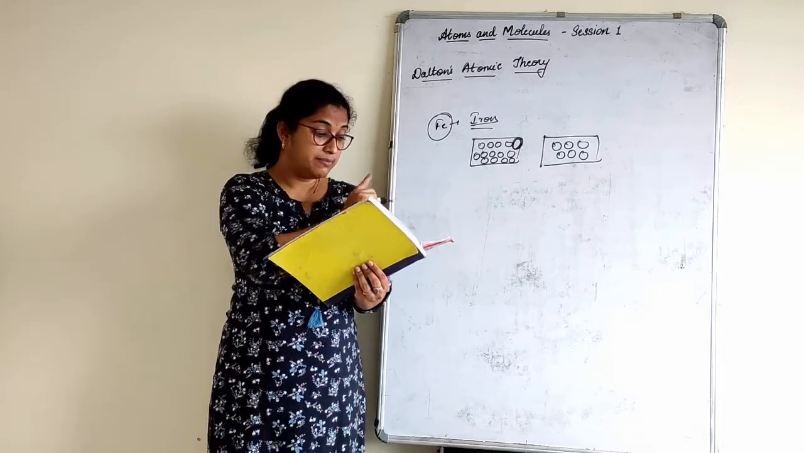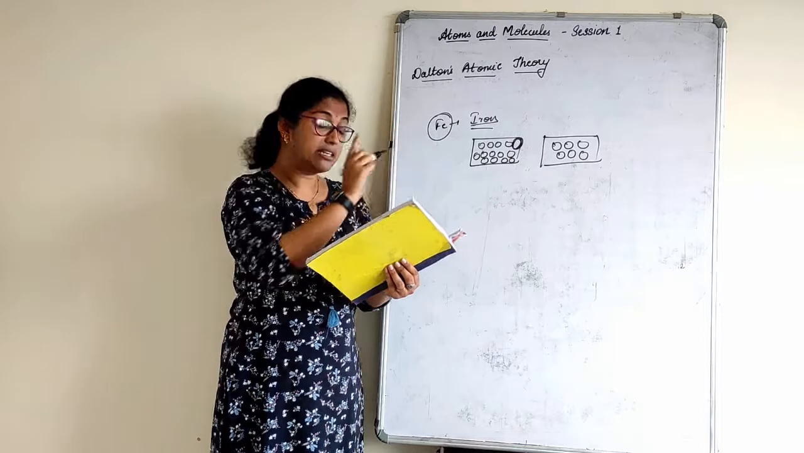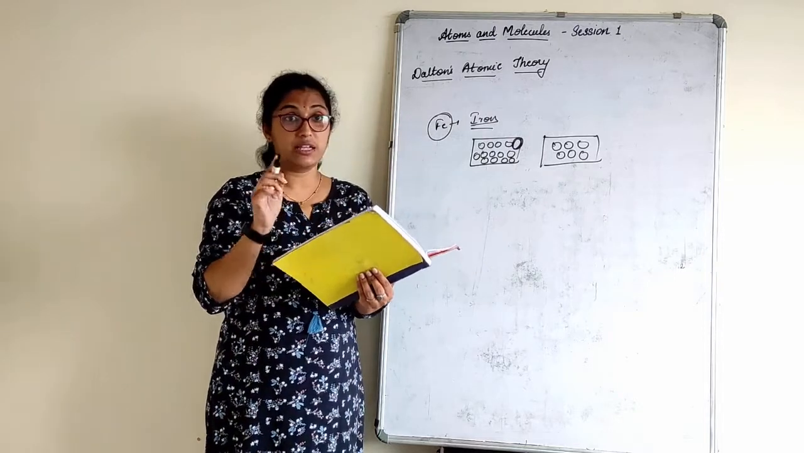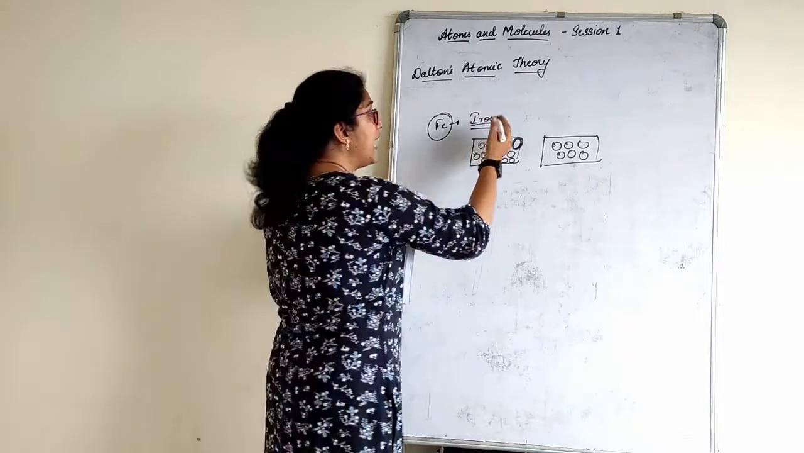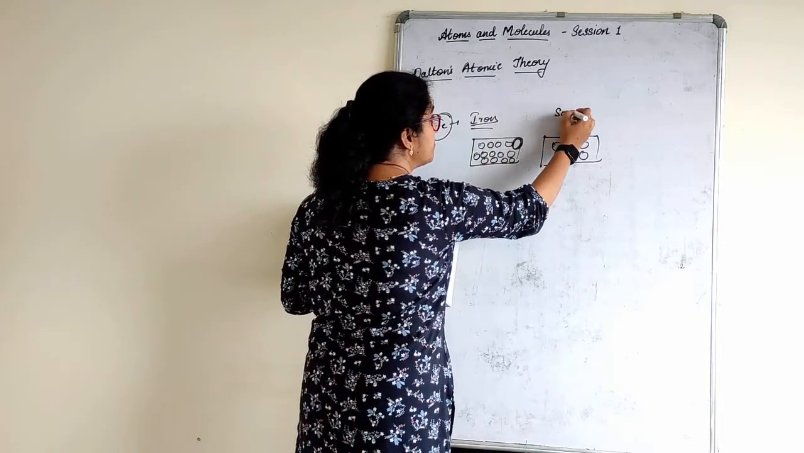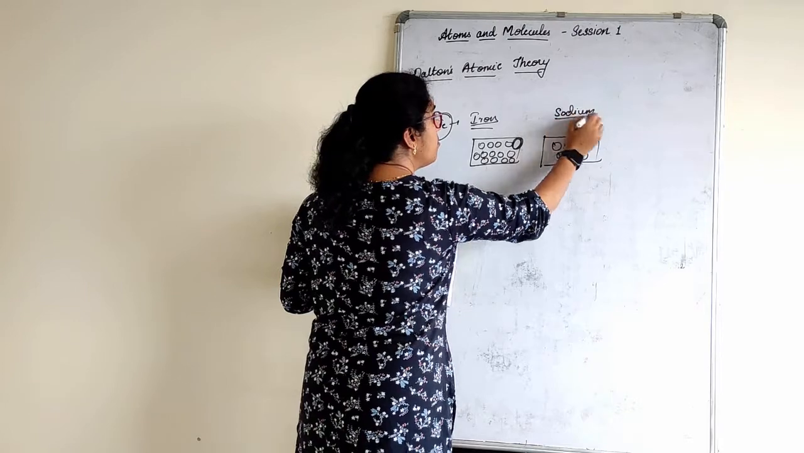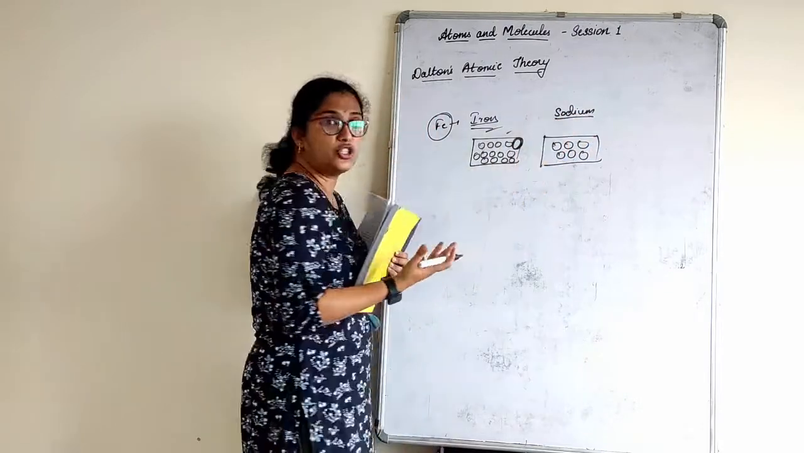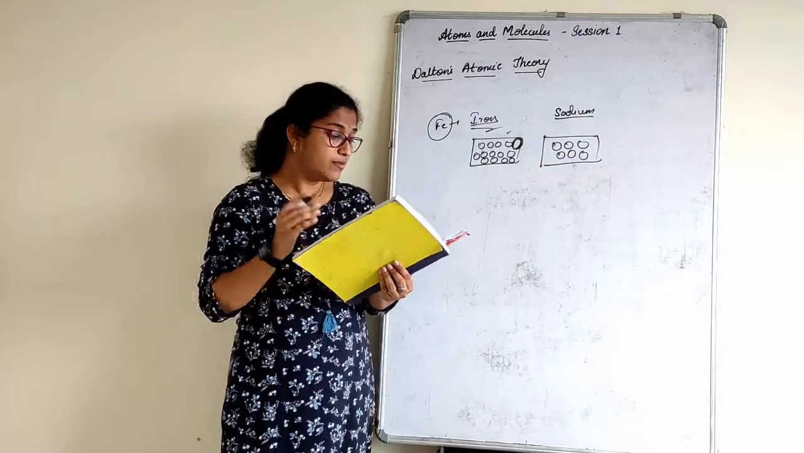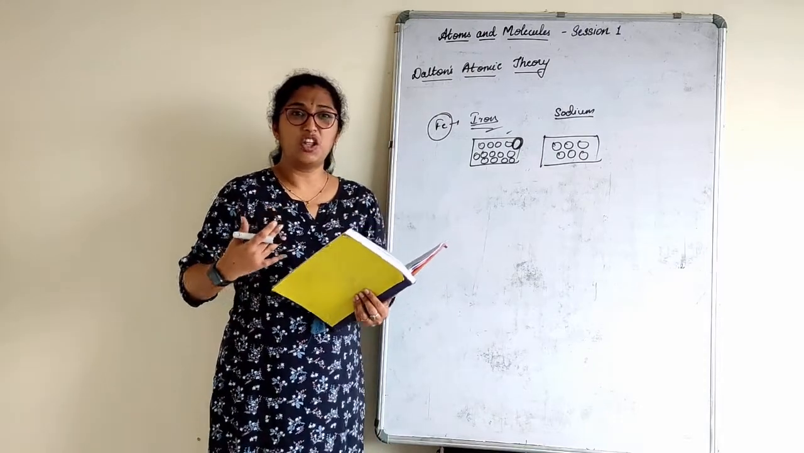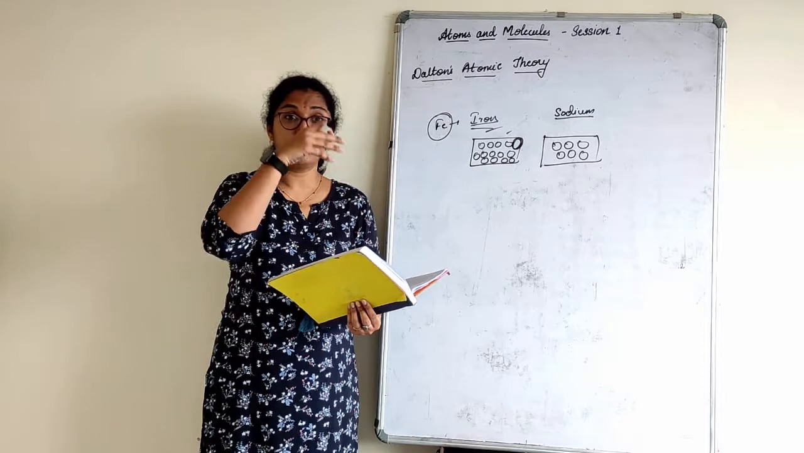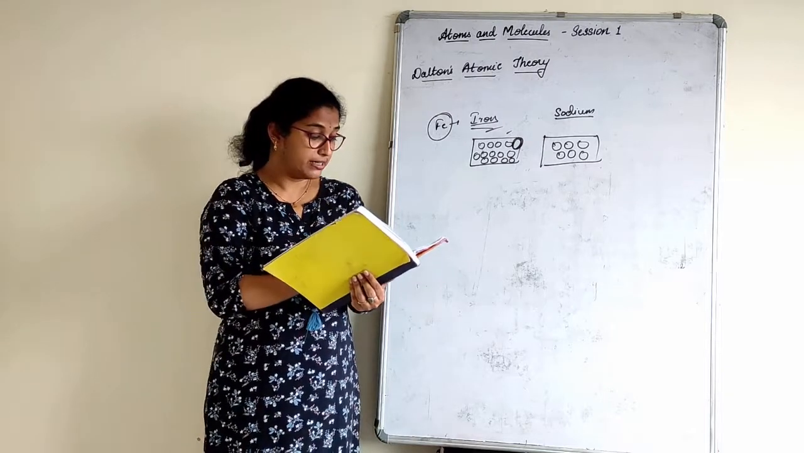Atoms of a given element are identical in mass and chemical properties, according to the law of conservation of mass. Atoms of different elements: if I compare the atoms of iron and sodium, can they be the same? No, they have to be different from each other, right? Atoms of different elements have different masses and chemical properties. See, these are all known to us, but we have to put that in the form of a postulate.